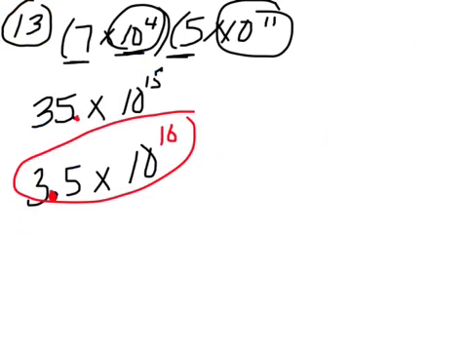I've been talking away. Okay, I already worked this problem because I didn't realize I didn't turn the sound on. What I did was I said 7 times 5 is 35, and I wrote my 35 down. And then I said, okay, I've got 10 to the 4th times 10 to the 11th, and when I multiply with the same base, if you remember, we just add our exponents. So 4 plus 11 gave us this 15 here.